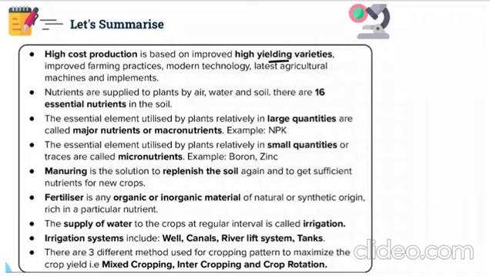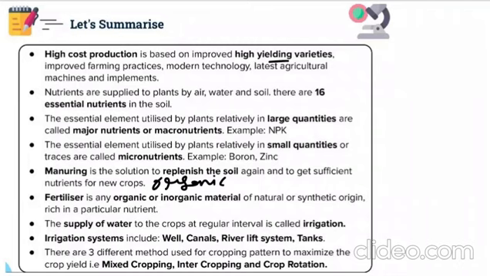Manuring is when we use manure for fertilizing the plants, correct? So it will replenish the soil again and it will give sufficient nutrients. It is organic in nature, it's an organic material it provides. On the other hand, fertilizers are inorganic but yet give specific nutritional value.